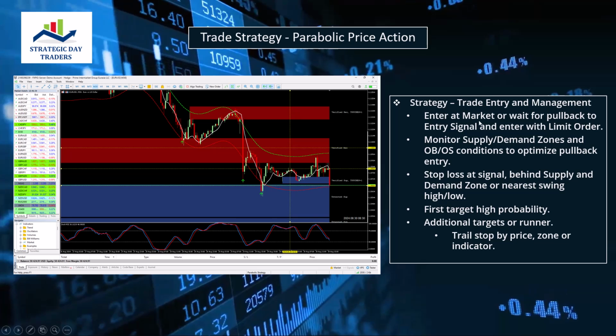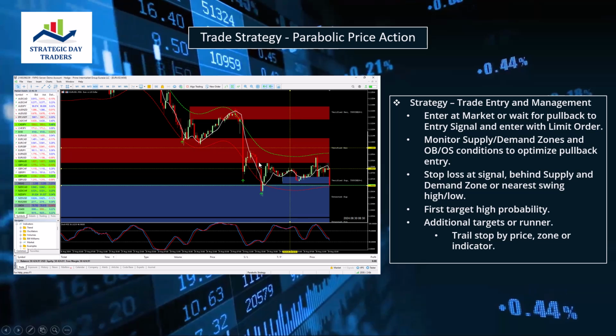We enter either at market after I post my projected trades on the Telegram private channel, or wait for the pullback price that I post and enter with a limit order. Monitor the supply and demand zones and the overbought and oversold conditions to tweak and modify those positions. If you just put the numbers in, set and forget, you'll get in many of the trades. You might miss some, so if you have an extra hour or two to monitor these before you get in, you can tweak and slightly adjust it.